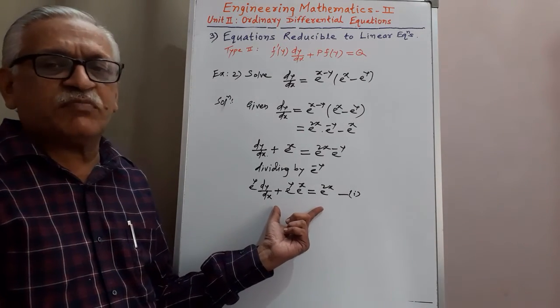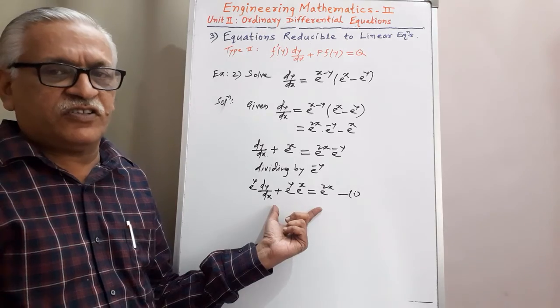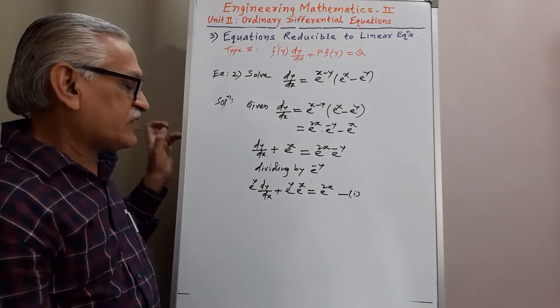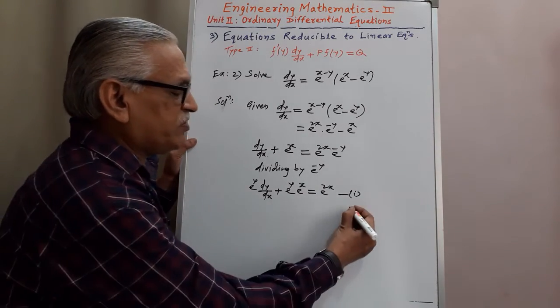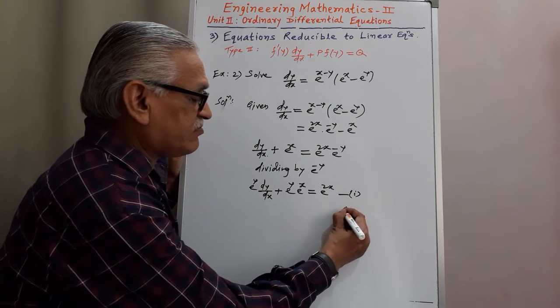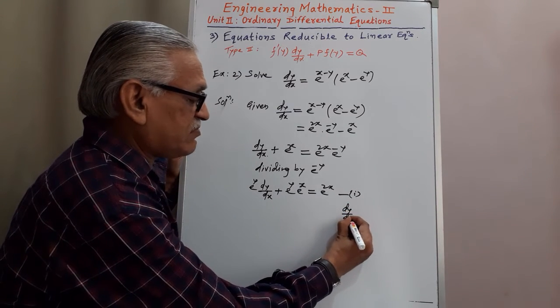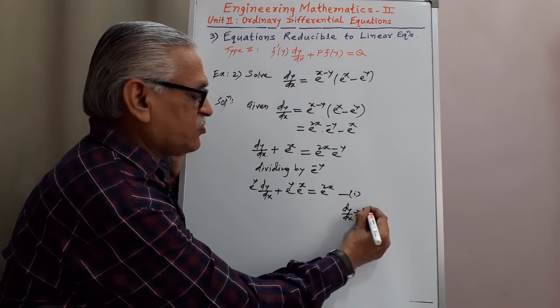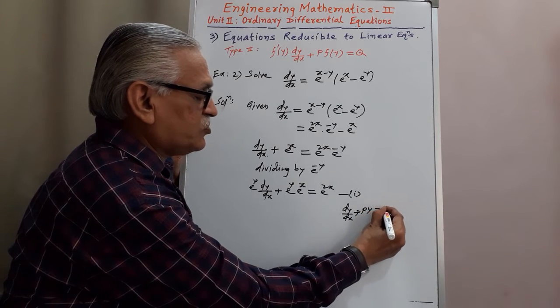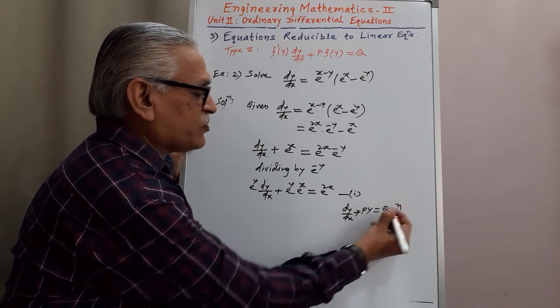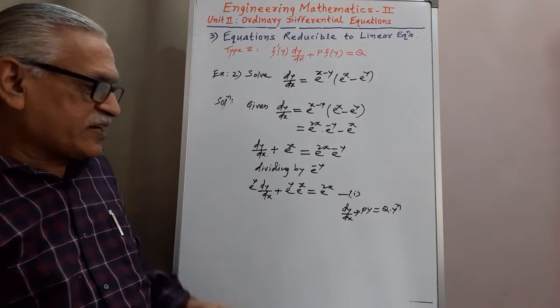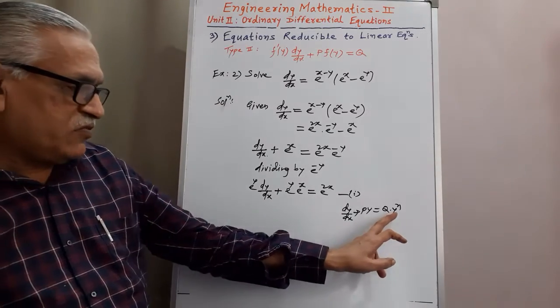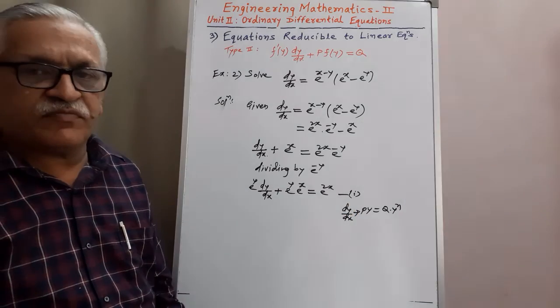Also, it is not in Bernoulli's form, equations reducible to linear, whose general form is dy by dx plus p into y is equal to q multiplied by y raised to n. We don't have that type of term, y raised to n, on the right hand side.